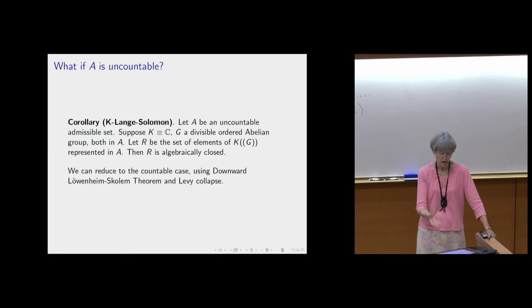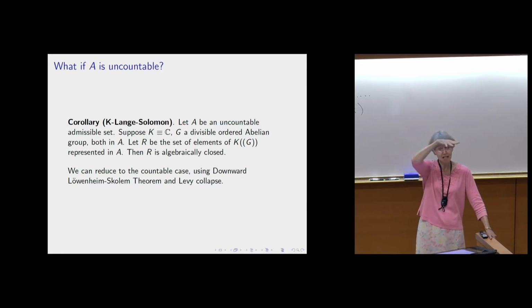Then again, we form R, the set of elements of K((G)) that are represented in this uncountable admissible set. And again, we can say it's algebraically closed. What we use is the Downward Löwenheim-Skolem theorem followed by a Levy collapse.